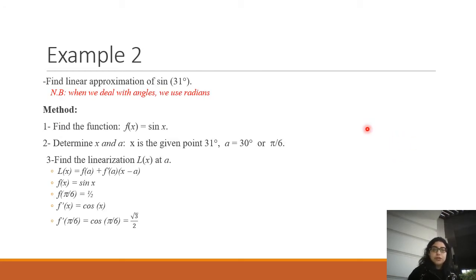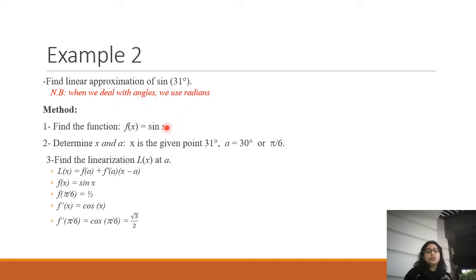Another example using trigonometric functions. Find the linear approximation of sine 31 degrees. There is a very important note. When we are dealing with angles, we need to use radians in the equation. So the first thing, I need to find the function. Here it doesn't tell me what the function is. It just tells me to approximate sine 31. So the function is f of x equals sine x.